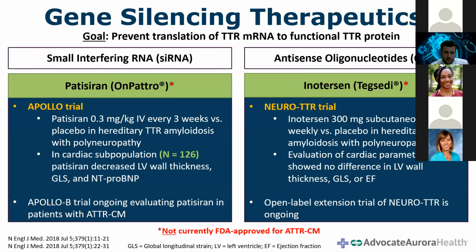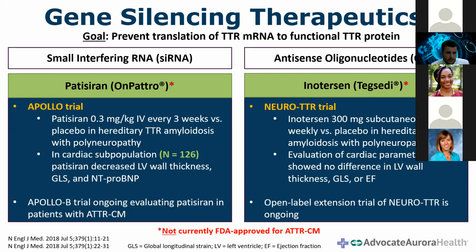So gene silencing drugs are compounds that interfere with messenger RNA with the goal of preventing protein translation. There are two classes of drugs, the small interfering RNAs and the antisense oligonucleotides. They work very similarly and essentially bind to transthyretin mRNA, leading to its degradation and preventing the translation of TTR mRNA into functional protein. Patisiran was studied in the APOLLO trial in patients with familial TTR amyloidosis with polyneuropathy and improved the neuropathy outcomes in the study.